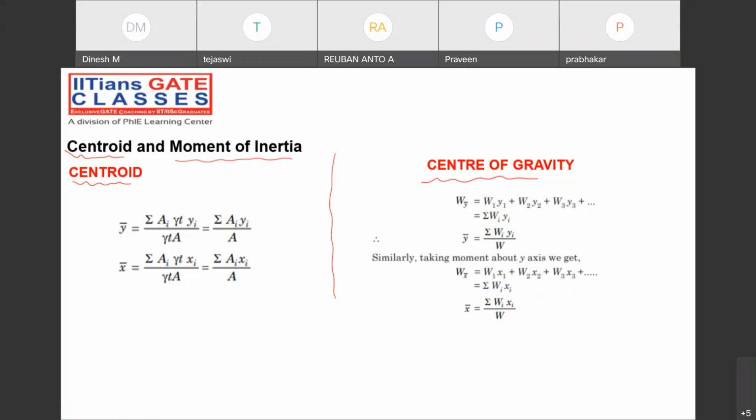What do you understand by the centroid? Why are we very much interested in finding the centroid of any body? Tell me. Yes, please, fast, so that we can wrap up the session. See, if somebody asks you the definition, what can you write?